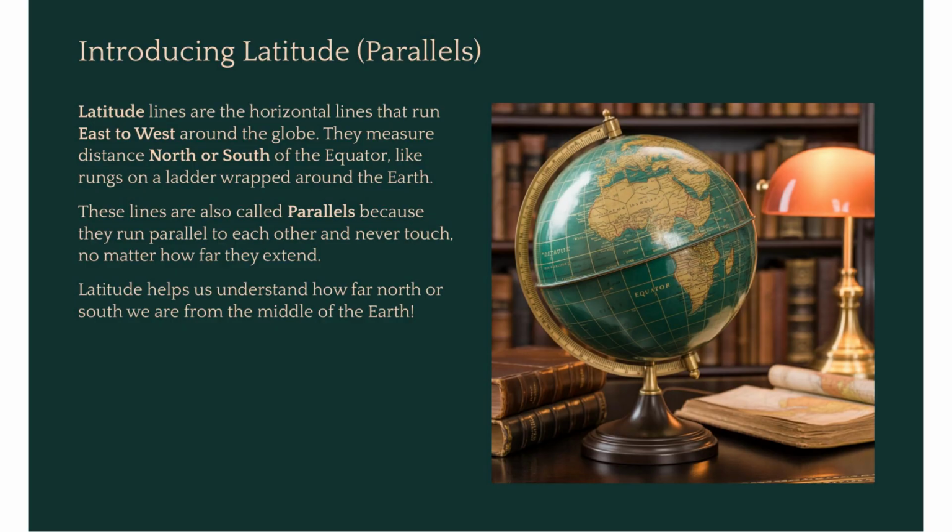Let's look at the first set of imaginary lines, latitude. Think of latitude lines as the flat, parallel rungs of a ladder circling the globe. They run horizontally from east to west, but they measure how far you are to the north or south. A fun way to remember them is that lat is flat. These lines never cross, so we call them parallels. As you move from the middle of the Earth toward the North Pole or South Pole, the degrees of latitude increase. They are the first number in any set of map coordinates.